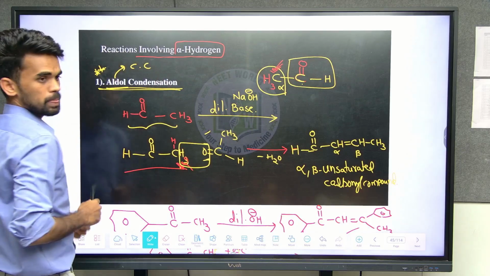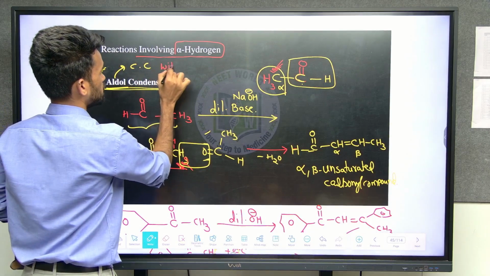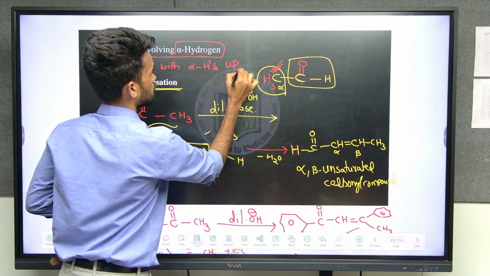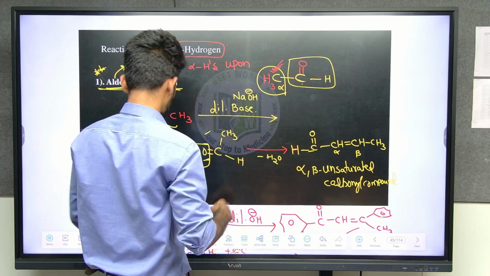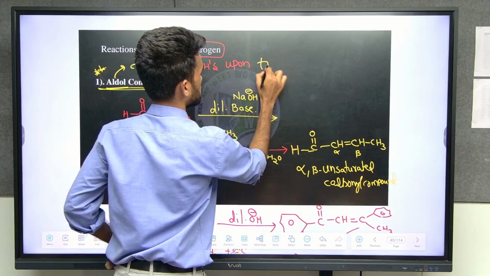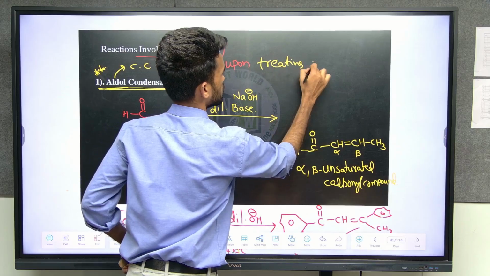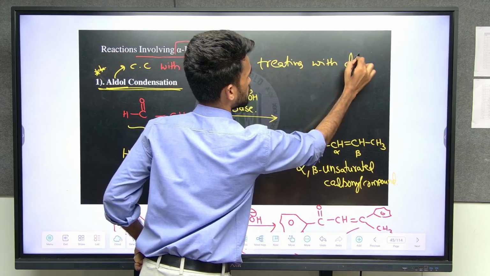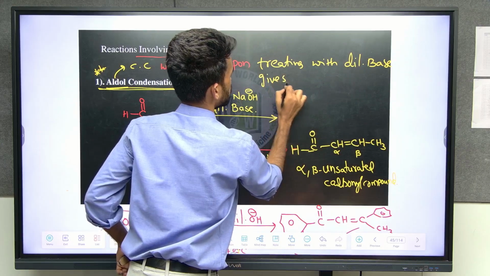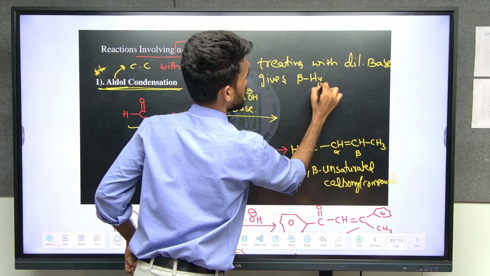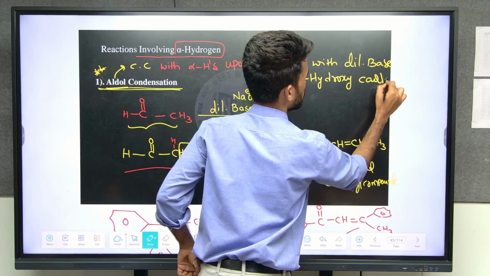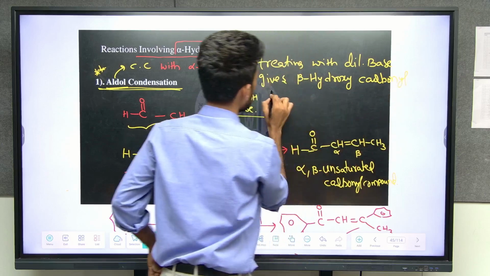So now I will tell you the basic definition of this. Carbonyl compounds with alpha hydrogen, upon treating with dilute base, give beta hydroxy carbonyl compounds. First, what will they give you? Beta hydroxy carbonyl compounds.